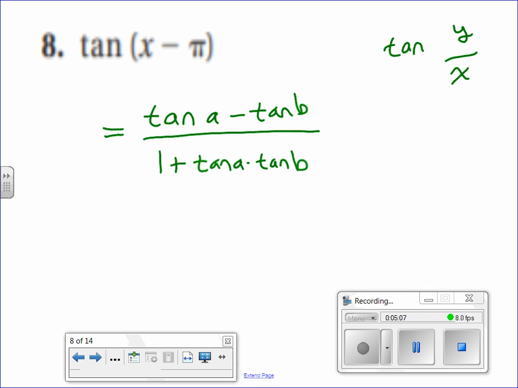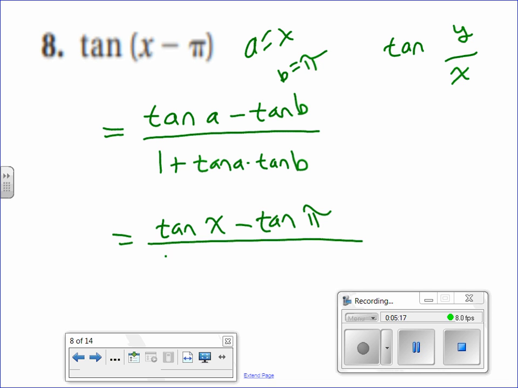All right, so we're going to let a be x, we're going to let b be pi, and put in those values. So x goes in for a, pi goes in for b.